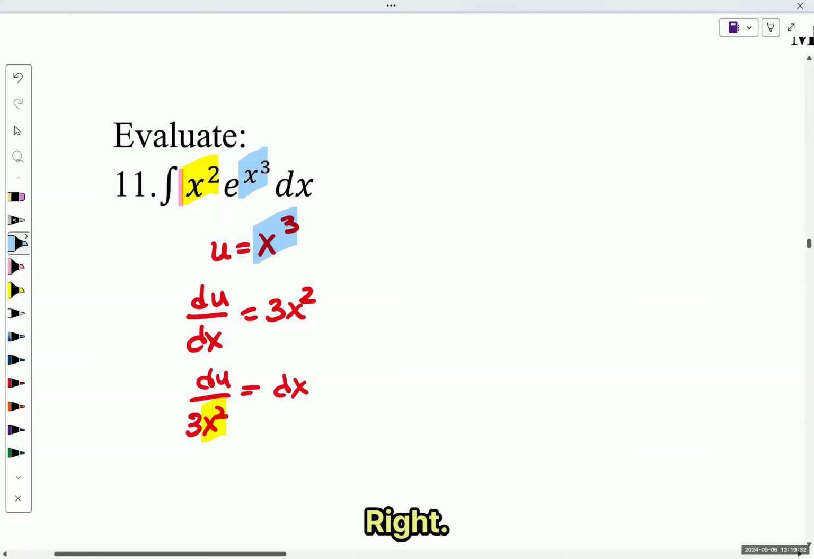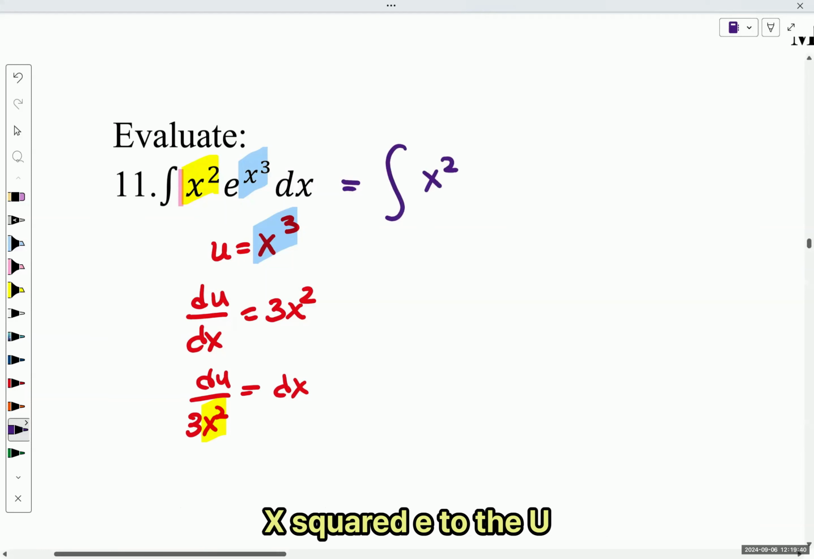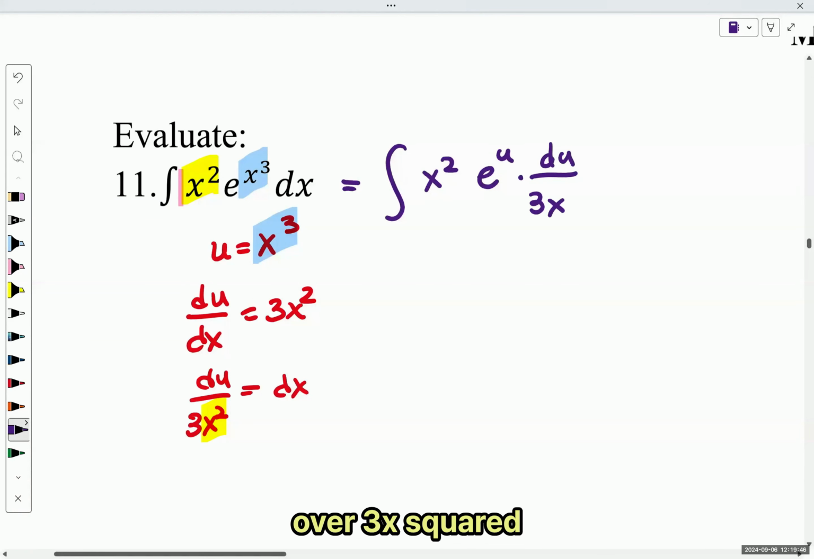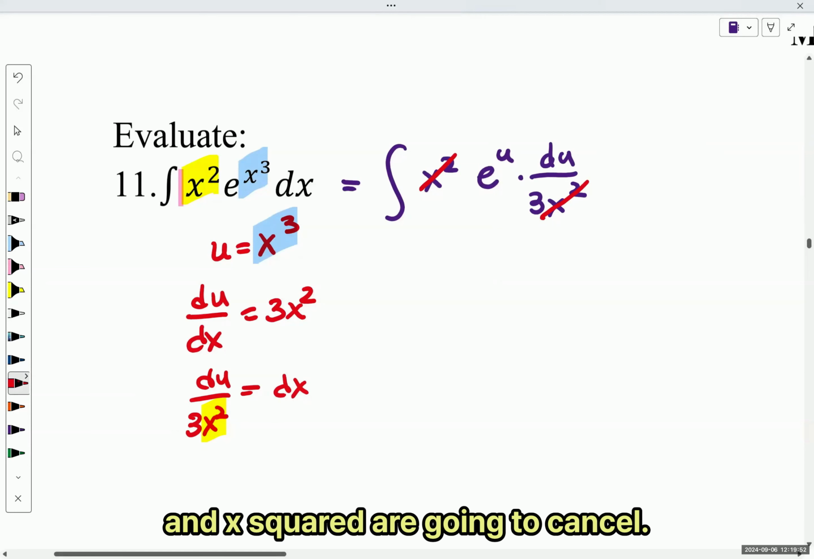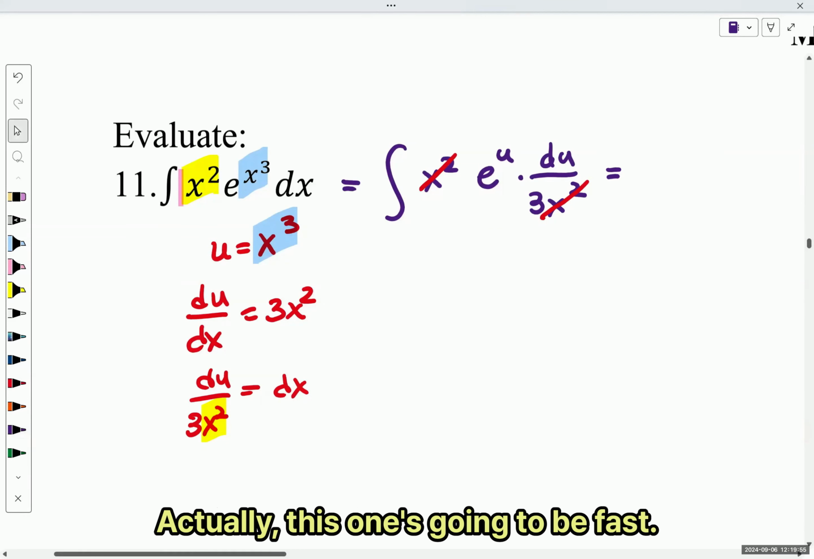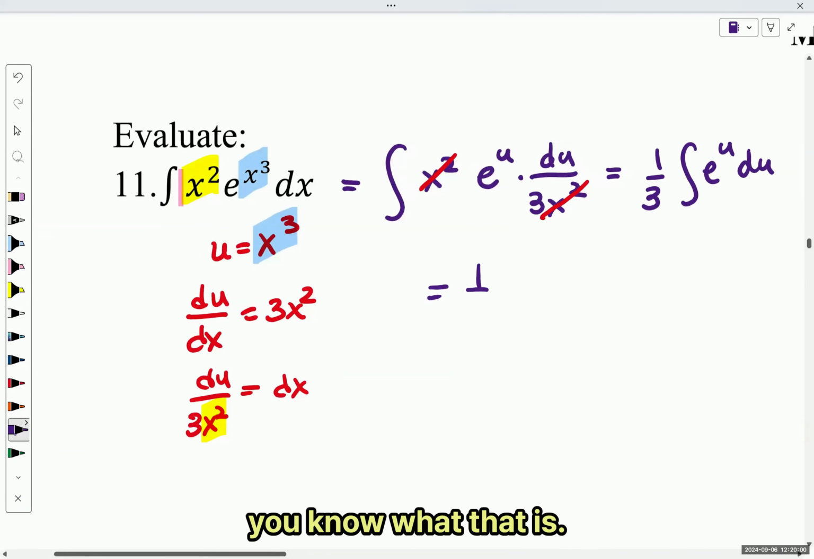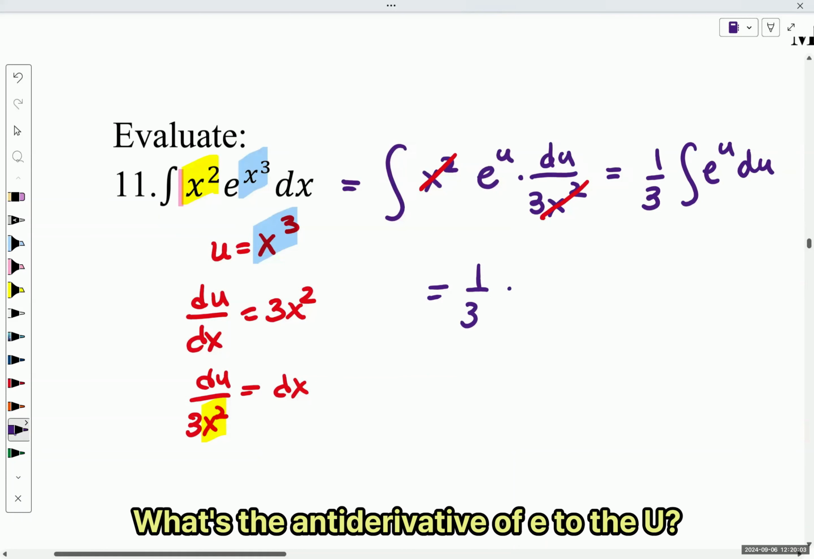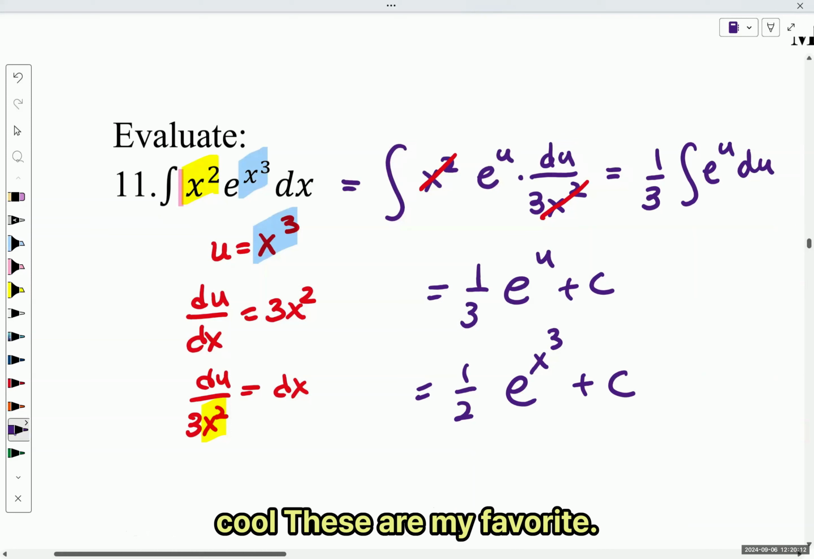So the x squared on the bottom in my derivative is going to cancel with the x squared that I have up there. So we can substitute x squared e to the u times our dx, du over 3x squared. And if we do that, x squared and x squared are going to cancel. Actually, this one's going to be fast. 1/3 pops out, integral e to the u du. Ooh, you know what that is. What's the antiderivative of e to the u? E to the u. Fabulous. Substitute it back in. Cool.